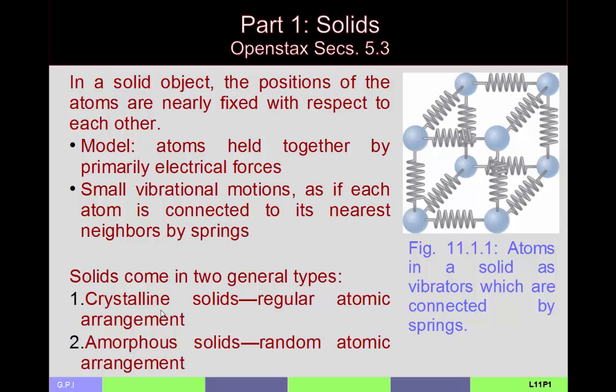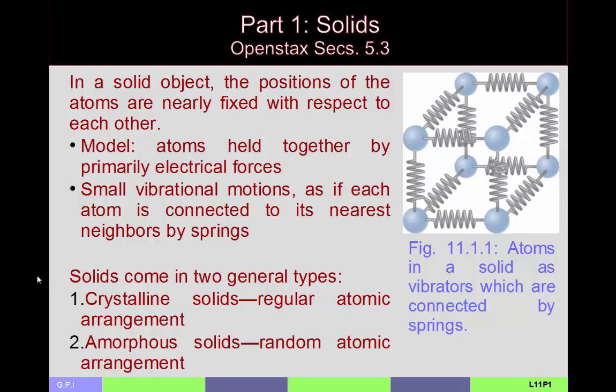So, of course, the model for a solid, our typical model, might look like this. You have a bunch of atoms which are held together by primarily electrical forces. And if you have a crystalline solid, then you can treat each atom as being attached to its nearest neighbors by a series of springs. And so you get some small vibrational motions of each of these atoms thanks to the connection to the nearest neighbor, but by and large atoms don't get displaced much from wherever their equilibrium position is.